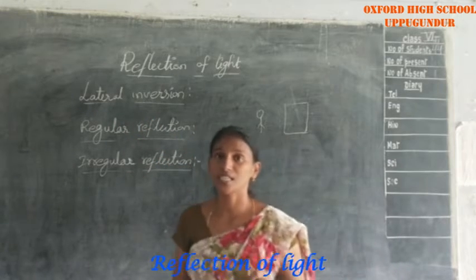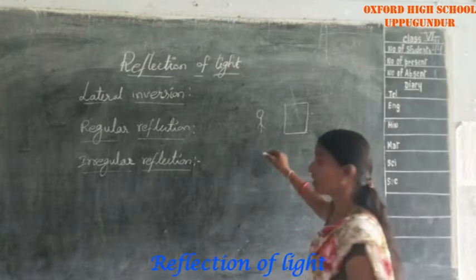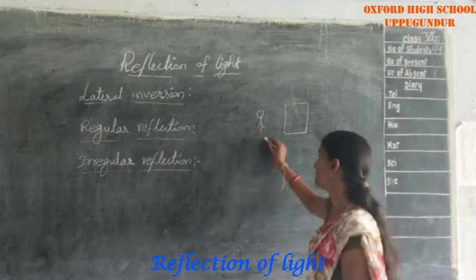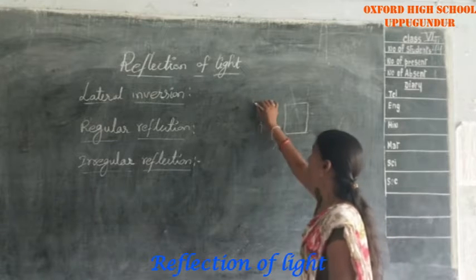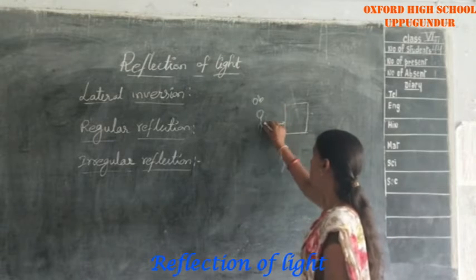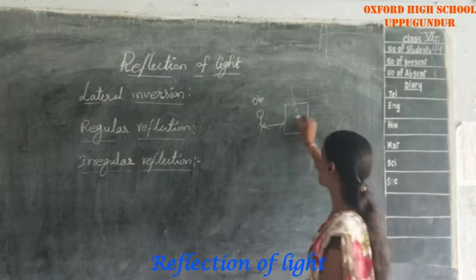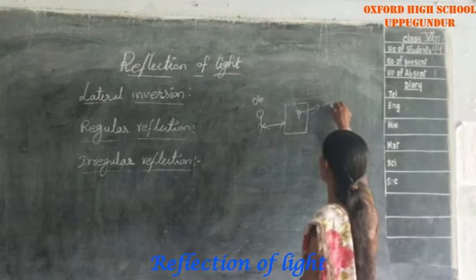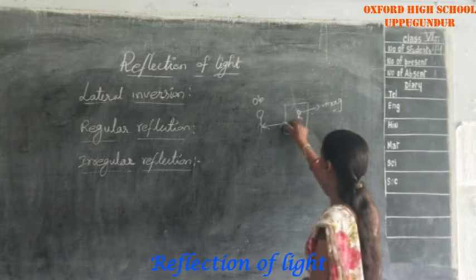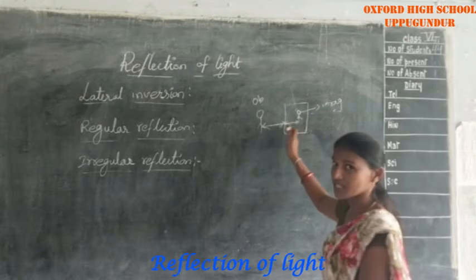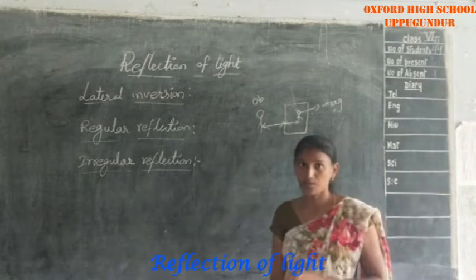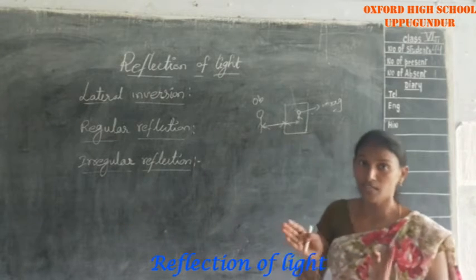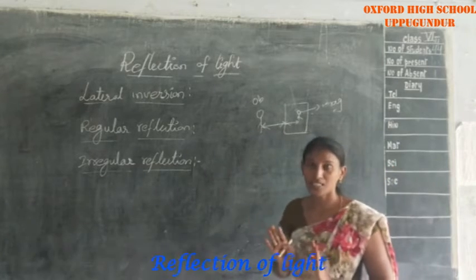And one more point we are discussing. The distance from the object to the mirror and the distance from the mirror to the image are equal. Yes or no? So the object and the image are formed at equal distances from the mirror.